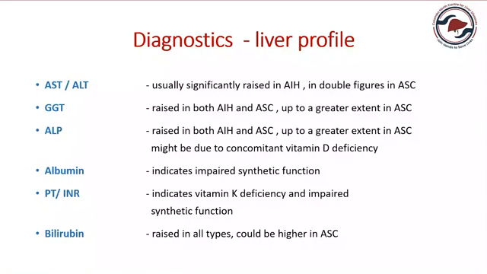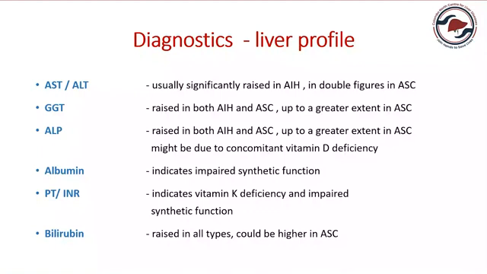Albumin is not specific for the diagnosis. It would indicate impaired synthetic function and chronicity of the disease. Clotting would indicate either vitamin K deficiency or again impaired synthetic function, not specific. Bilirubin is raised in all types to a variable degree or may be normal, relatively higher in autoimmune sclerosing cholangitis. So if you look at it overall, you have some idea: the transaminases are quite a bit higher, in thousands, in autoimmune hepatitis, but otherwise it's not really specific.